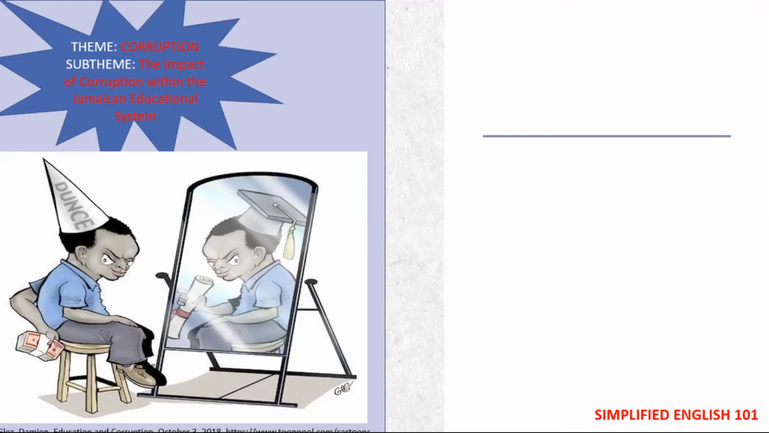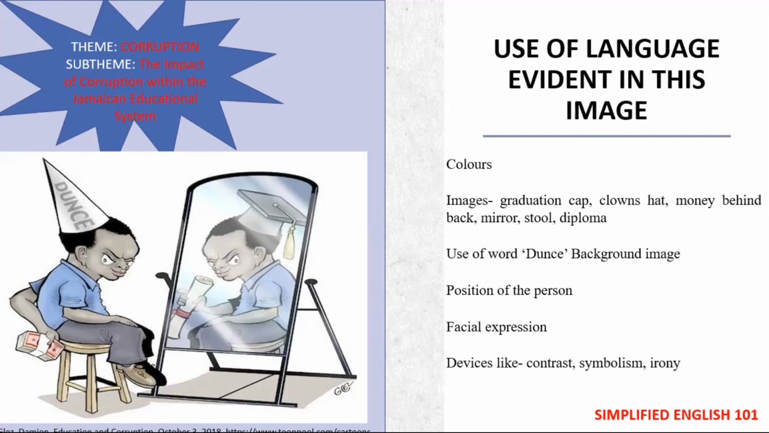What are some of the things that we see in this image that we can consider as the use of language? The colors are a use of language in the image. The images that we see are a graduation cap, the clown's hat, the money behind his back, the mirror, the stool, and the diploma. Now, for all of these images, you can decide if they are symbolic in presenting the author's message or intention. We can look at the use of the words, the background images that we see, the position of the person, the facial expression, and in doing so, we can look at if any of these ideas presented might be contrasting each other, might be symbolic, might be ironic, and any other device that you can think of.